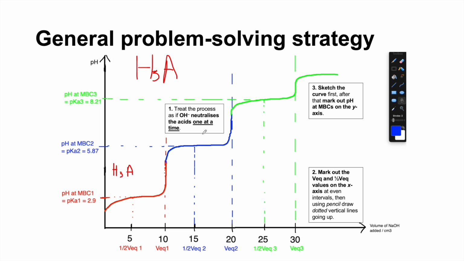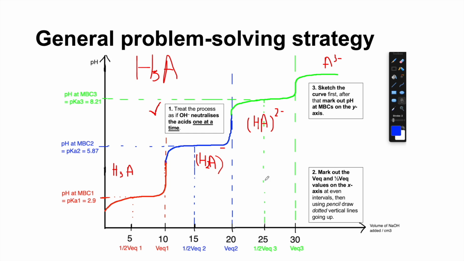Looks like I can't change the color on this thing. And then at this point, H2A minus is being neutralized. And then at this point, HA2 minus is being neutralized. And at this point, this is A3 minus. So they neutralize one at a time. That's number one done already.